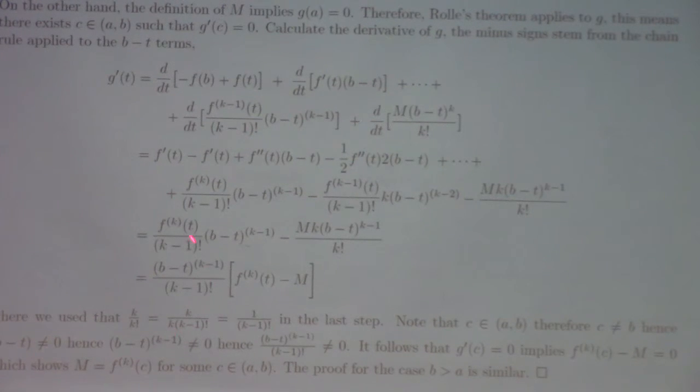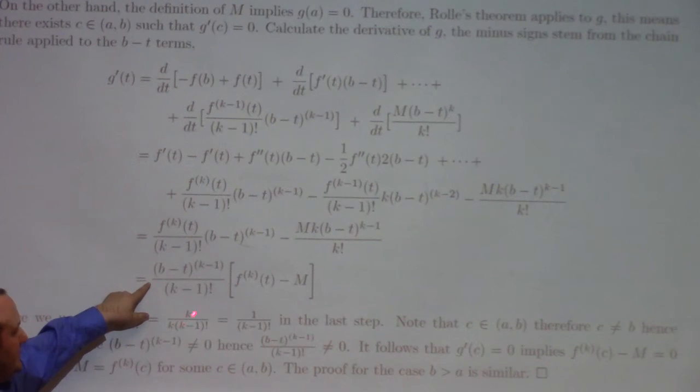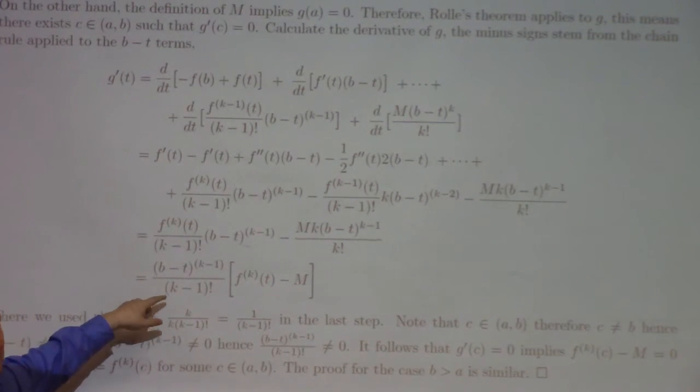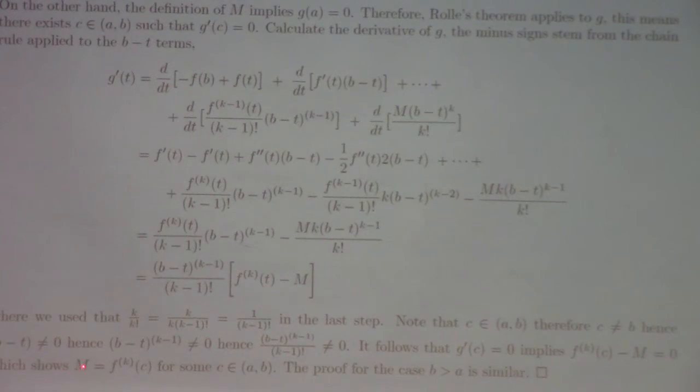So then we can apply Rolle's theorem. This shows that g is differentiable on the closed interval a to b. G of a is equal to g of b is equal to 0. Therefore, there exists some c between a and b with g prime of c equals 0. Here I'm arguing that the other factor can't be 0, so it follows that this must be 0. In other words, there has to be some c such that the kth derivative evaluated at c is equal to m. If you go back to how m was defined, that gives us Lagrange's formula for the remainder.